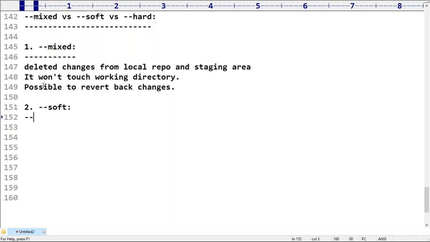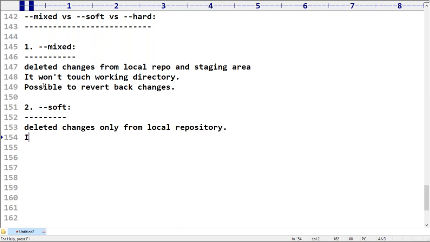Hyphen soft. It deletes changes only from the local repository. Only from the local repository.